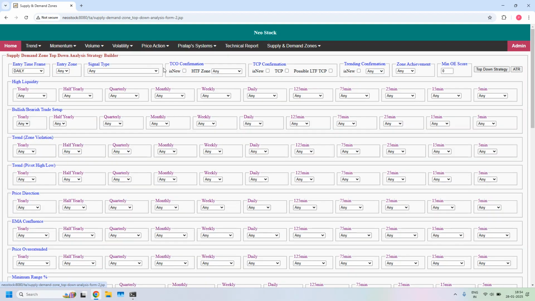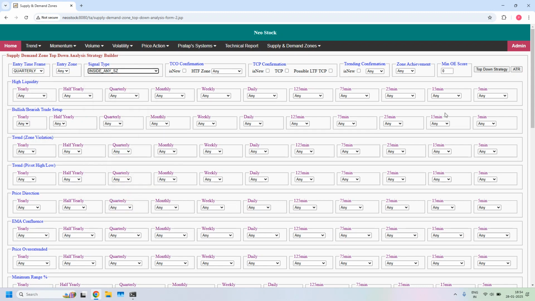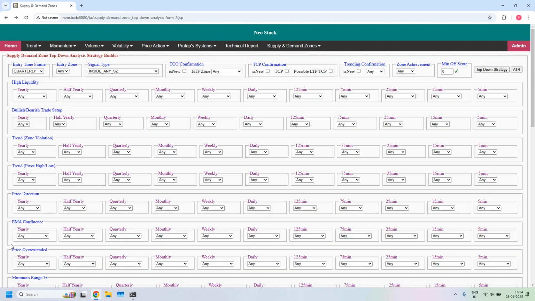Okay, next, quarterly time frame. Price closed inside quarterly supply zone. We got 4 stocks. Let's verify how many of these quarterly supply zones are having quarterly EMA Confluence.